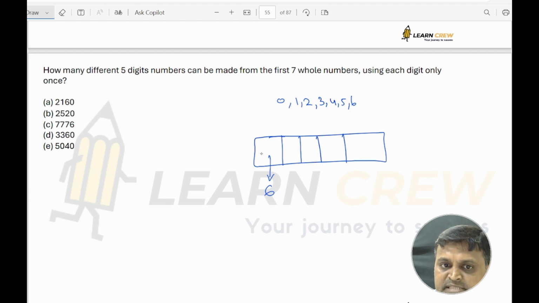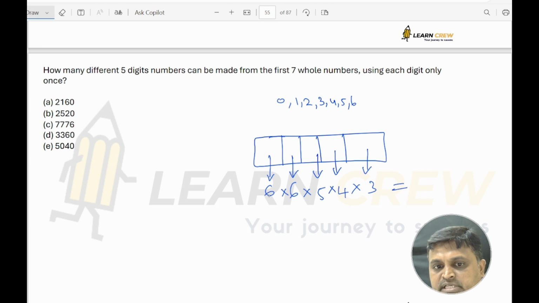Once the first place is used with a particular digit out of 1, 2, 3, 4, 5, 6, it cannot be used again. So 1 is used. Now the remaining are 6, so it can be any of the 6. Now 2 digits are used, it can be any of the 5. 3 are used, any of the 4. 4 are used, any of the 3. You require a 5-digit number. Apply the multiplication rule. 6 into 6 is 36, into 5 is 180, into 4 is 720, into 3 is 2160. 2160 is the answer.